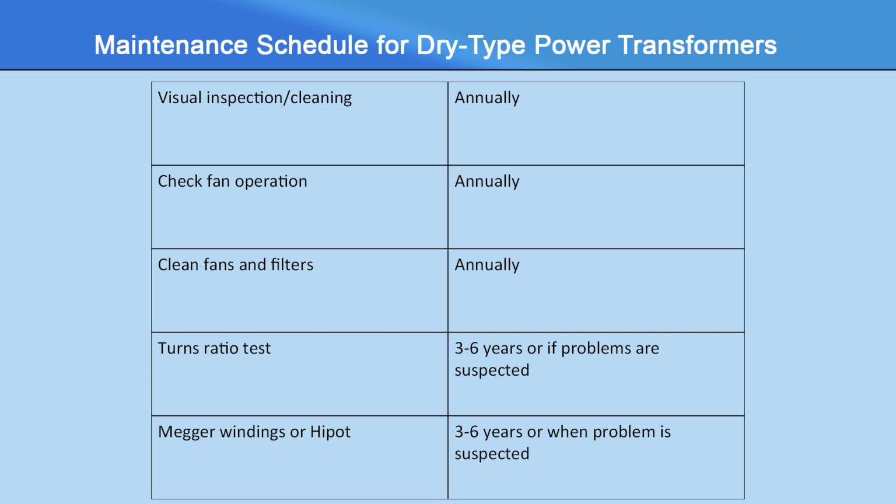Next is the turns ratio test, which is performed between 3 to 6 years or if problems are suspected. And lastly is the megger windings or hipot test. This is performed every 3 to 6 years or when a problem is suspected.